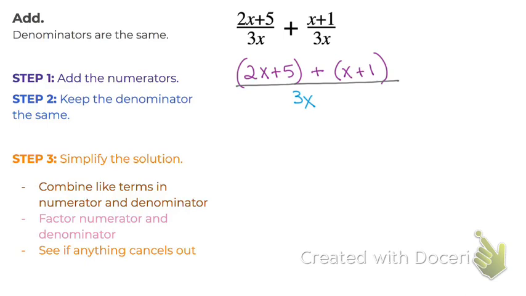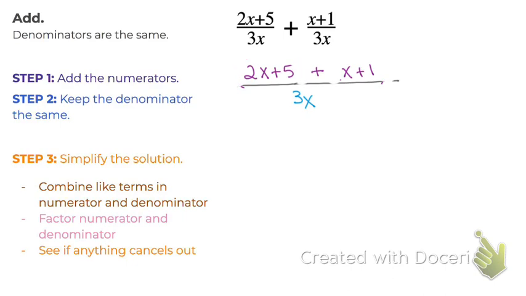Now let's start to simplify. The first step is to look at the numerator and the denominator, see if there's any like terms that we can combine. When looking at the numerator, we're adding these two things together, so the parentheses aren't really needed because we're adding the x and we're adding the positive 1.